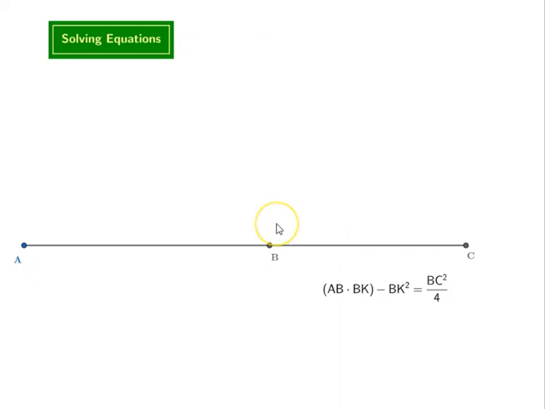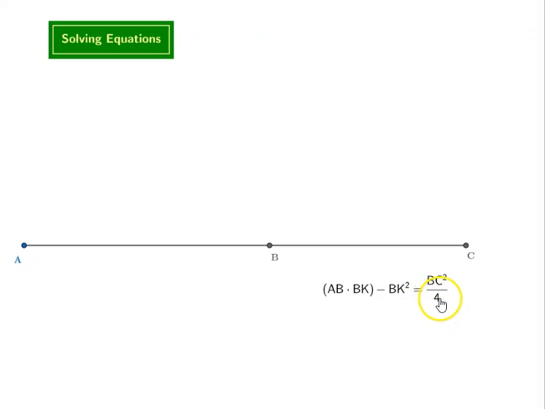Let us see how Euclid says we should solve a problem like this, solving an equation. So here we are given AB and BC, two straight lines. What we have to do is figure out K so that this equation is satisfied. So let's see how we can proceed.